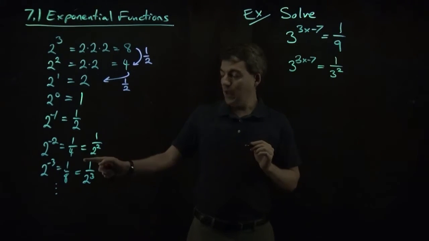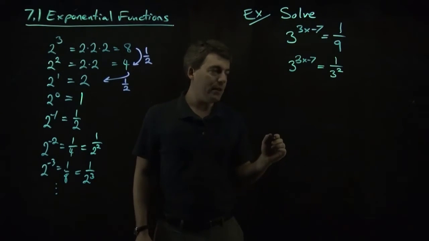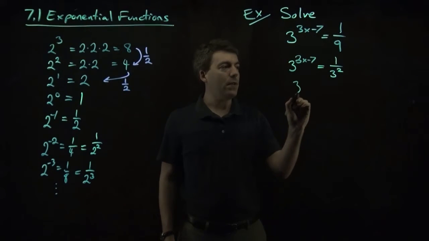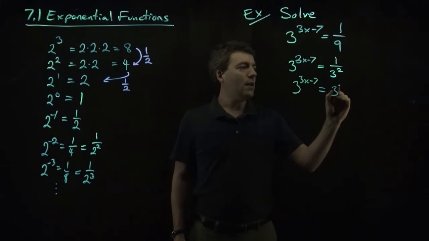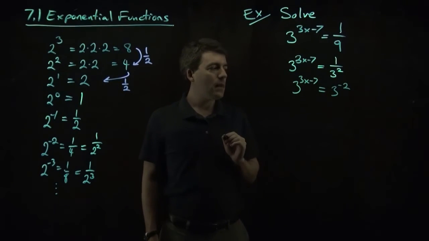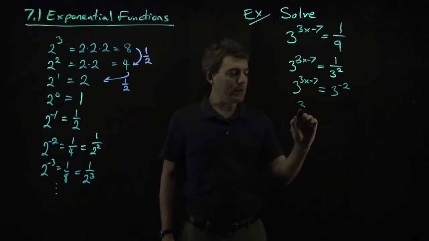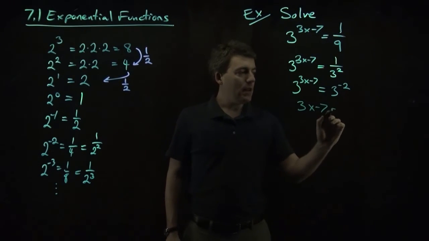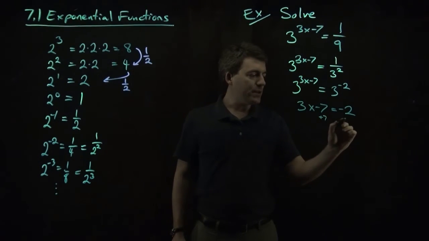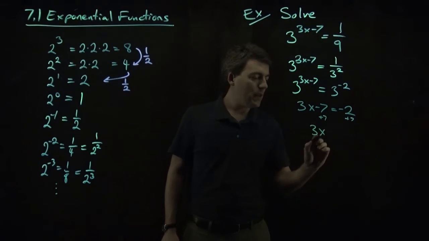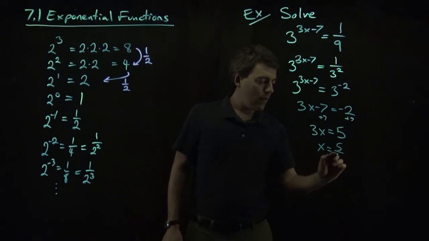All right, and now thinking about it this way, 1 over 3 squared is going to be the same as 3 to the negative 2. So we have 3 to the 3x minus 7 equals 3 to the minus 2. All right, now both sides have the same base. We can set the exponents equal to each other. So 3x minus 7 equals negative 2. Add 7 to both sides. We have 3x equals 5, and so x equals 5/3.